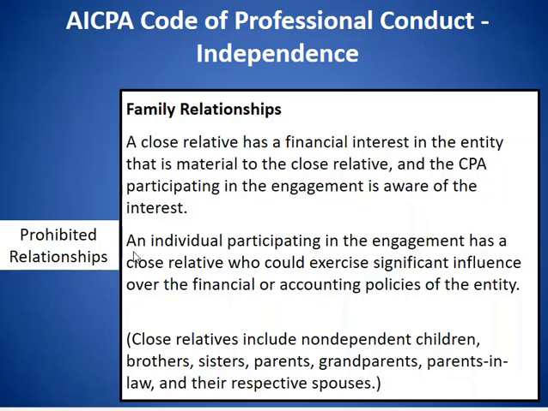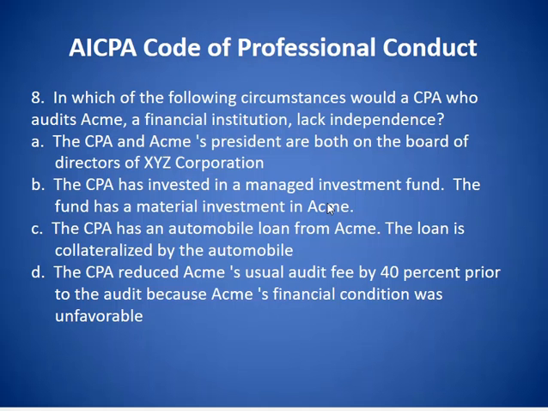Also, in addition to that, an individual participating in the audit engagement has a close relative who could exercise significant influence over the financial or accounting policies of the entity. Again, that's a prohibited relationship. And again, I have the definition of close relatives include non-dependent children, brothers, sisters, parents, grandparents, parents-in-law, and their respective spouses.